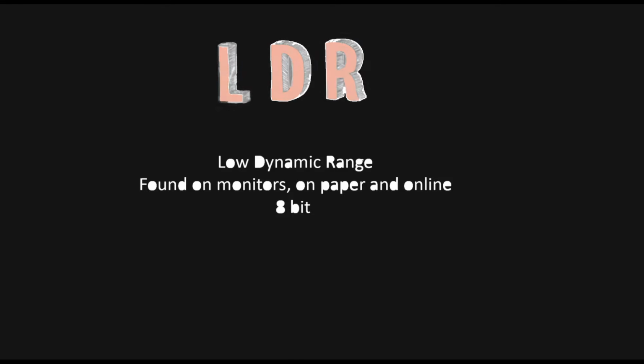A low dynamic range image is an image like an 8-bit. These are found on monitors, online, and on printed paper. They're usually referred to as low dynamic range due to the fact that they can't display images in any other way. Low dynamic range have 3 channels, red, green and blue, or RGB, each ranging from between 0 to 255 in value.